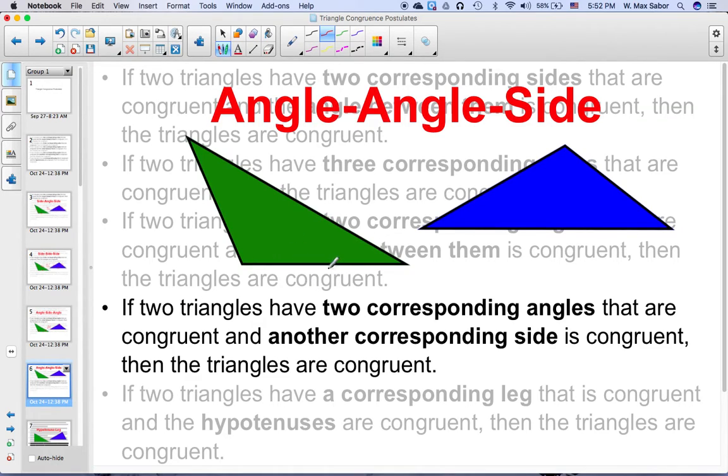Angle, angle, side says if they have 2 corresponding angles that are congruent, and another corresponding side is congruent, then the triangles are congruent. So these are corresponding because they're both next to the 2 arcs, but not next to the 1 arc, across from the 1 arc, if you will.